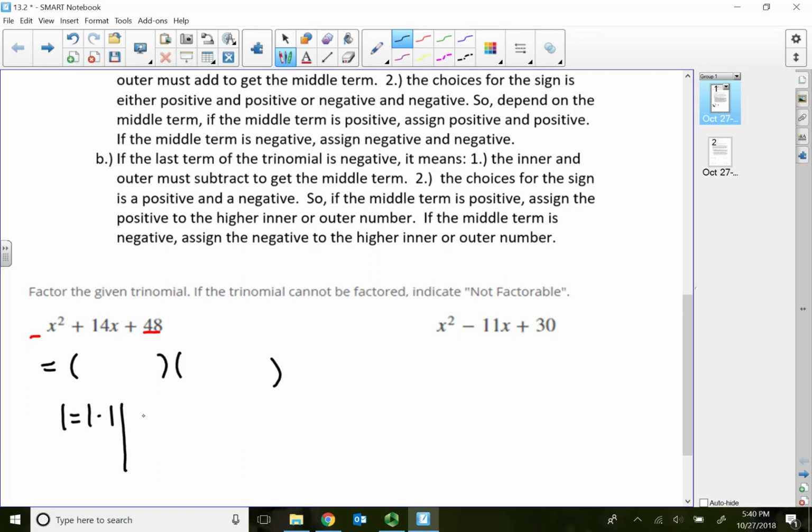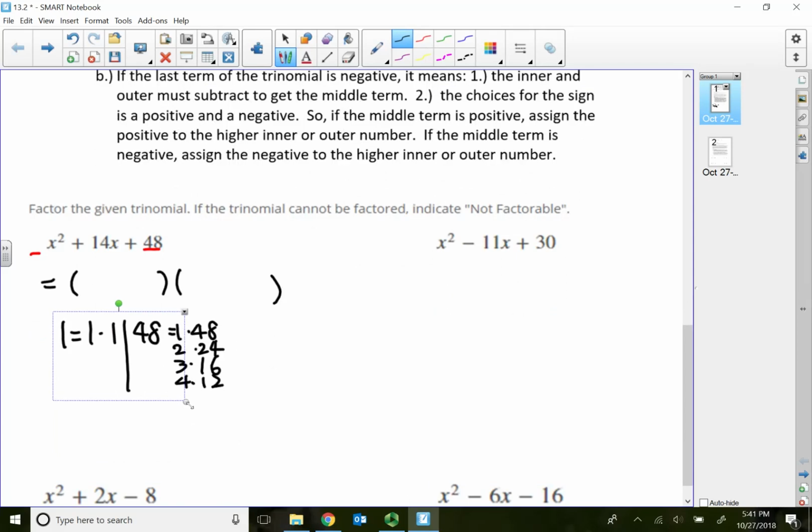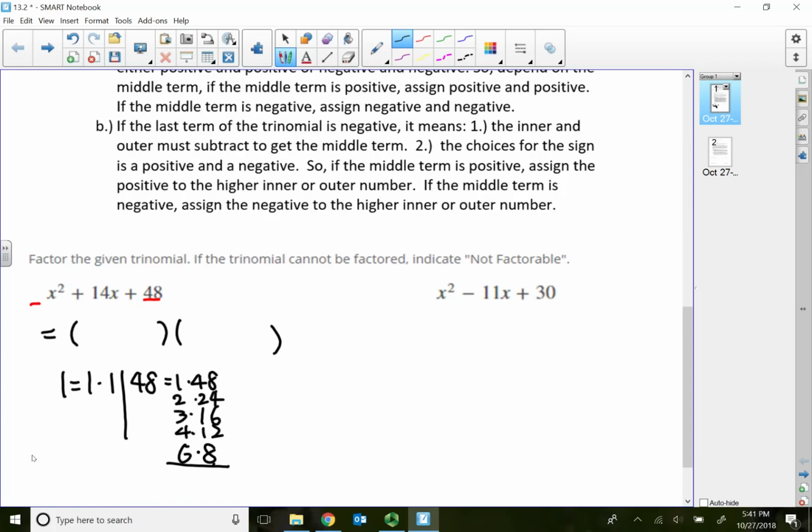For the last term, 48, I write down all the factors of 48, which are 1 times 48. 2 goes into 48 24 times. 3 goes into 48 16 times. 4 goes into 48 12 times. 5 cannot go into 48. 6 goes into 48 8 times. 7 cannot go into 48. 8 can go into 48, but I already wrote down my number 8, so that's the end of it. So that's step number 2.